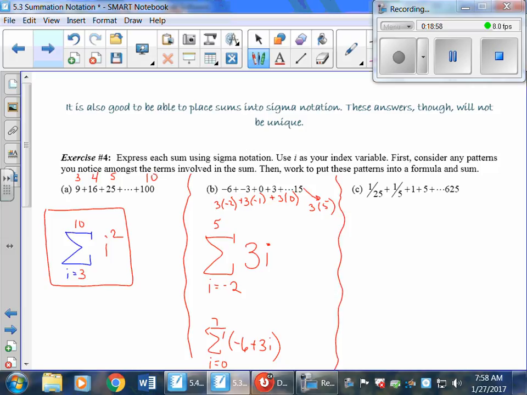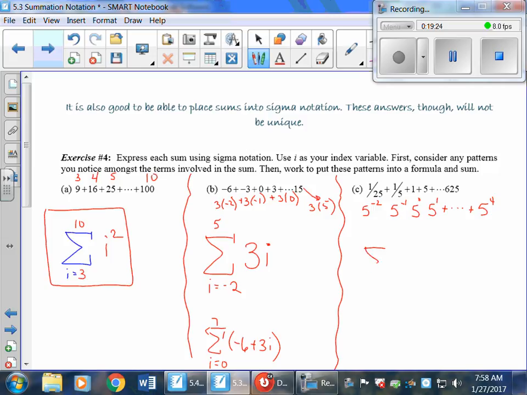So going to C now. Let's see. I know this is 5 to the negative 2. This is 5 to the negative 1. This is 5 to the 0. This is 5 to the 1. I come out with these pretty quickly. I don't know if you will, but I'm hoping you recognize that these numbers are all powers of 5. So this is 5 to the 4th.